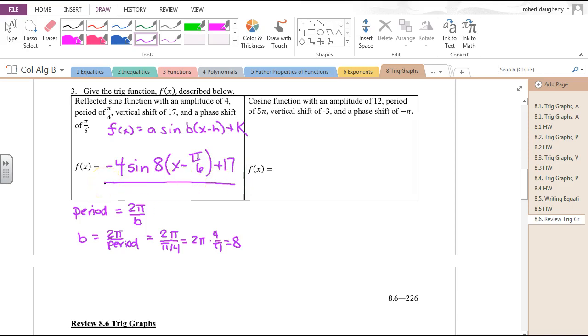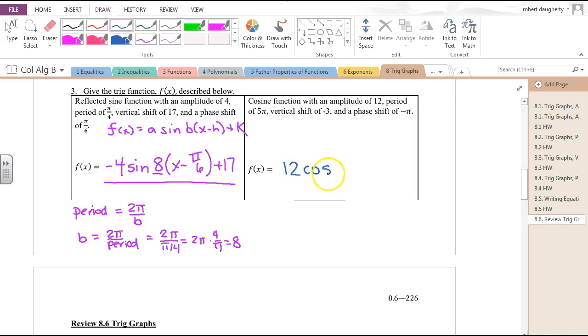So double check it. This is an amplitude of 4. It is reflected with a negative sign. The period is pi over 4. That means b is 2 pi divided by pi over 4, which is just 8. That's where I get this 8 from. It's shifted positive pi over 6, so that's x minus pi over 6, vertical shift of 17. Next one, a cosine function with an amplitude of 12.